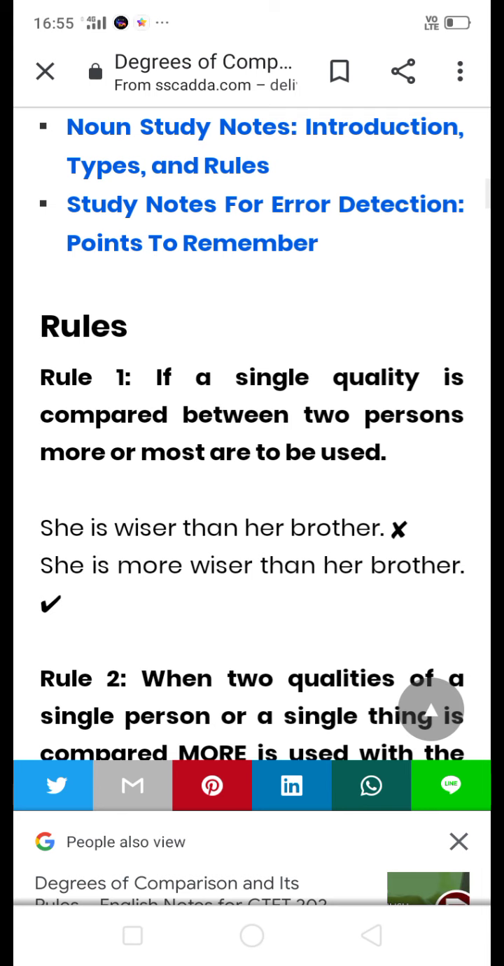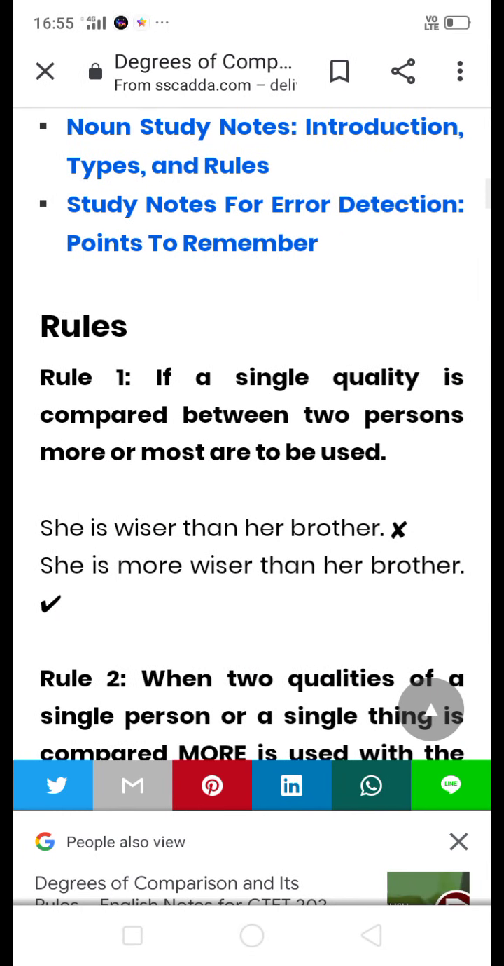And how are we writing if there is a superlative form? She is the most wisest girl. Means like this way. But here we are writing in comparative form.